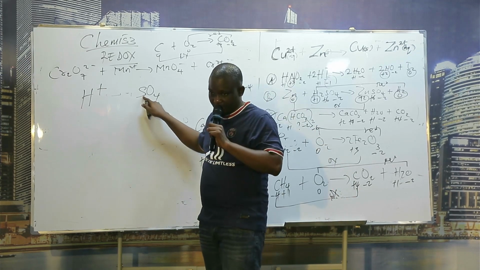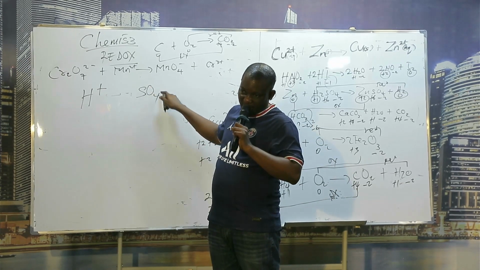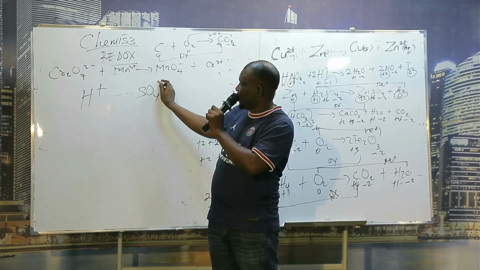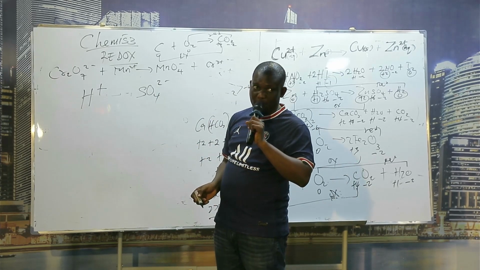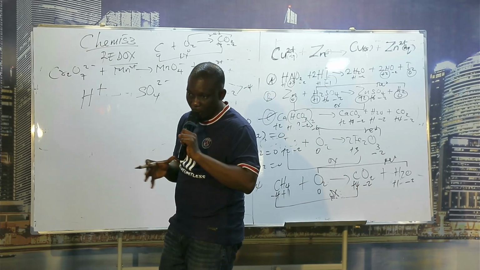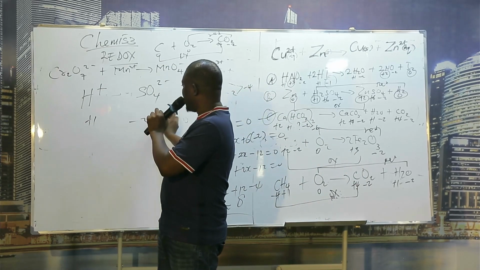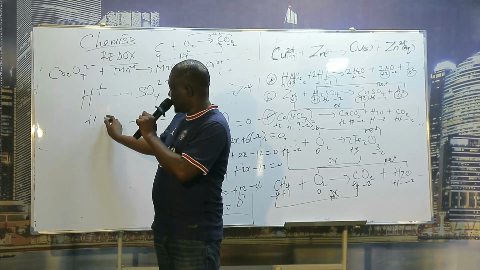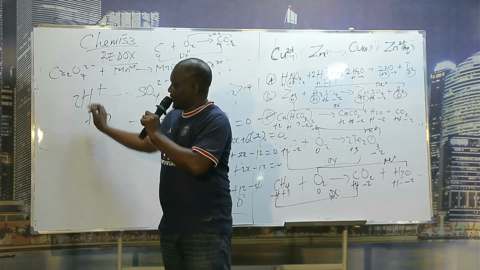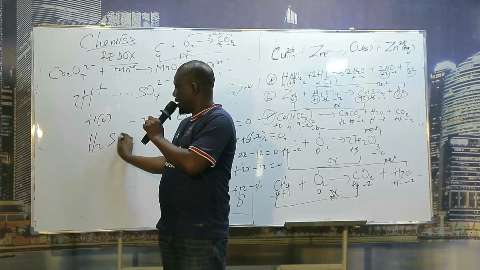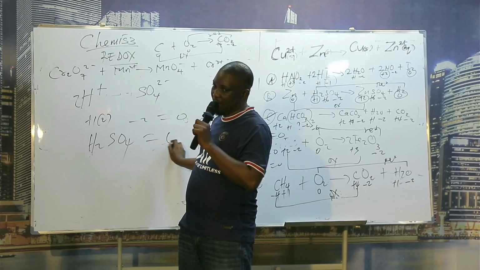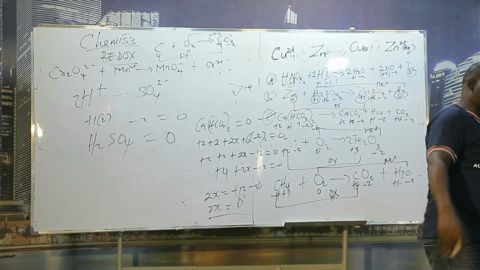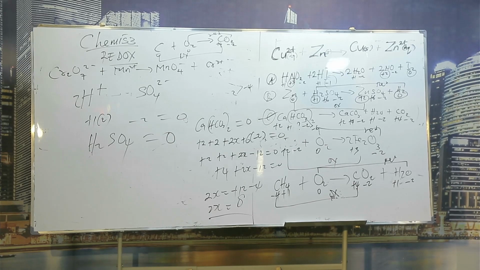Then here, oxygen is only minus 2. Minus 2 times 4 is minus 8. Minus 8 plus 6 is minus 2. The total charge when they combine is plus 1 minus 2 equals 0. Is it correct? This 2 has affected this. So H2SO4 equals what? 0. Does it follow? Tell me, so balance H2SO4.